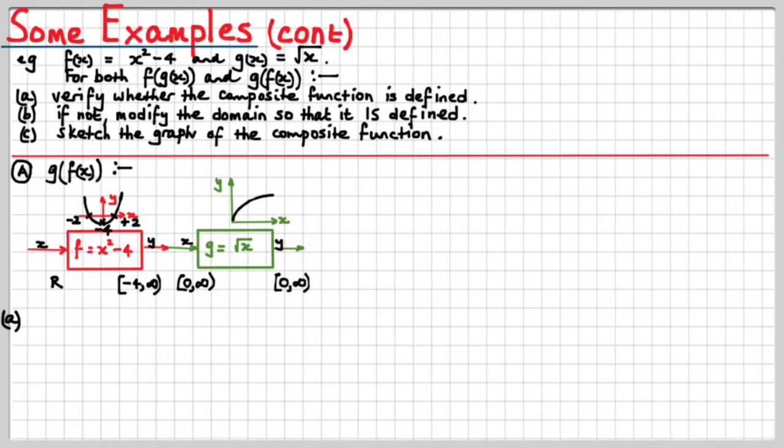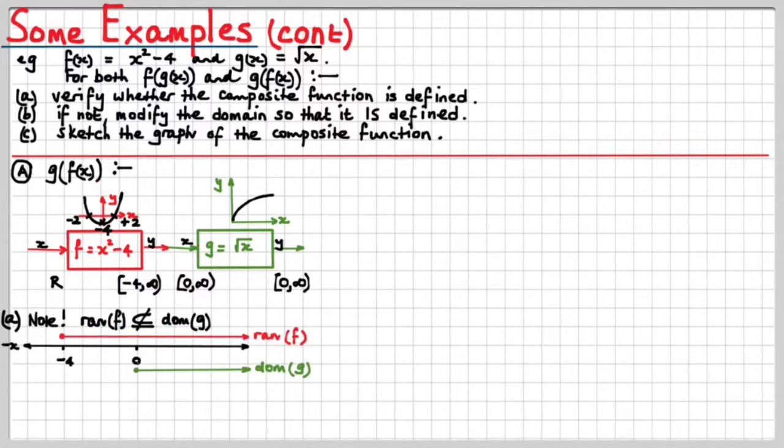So we've got to do some surgery, okay? So what have I written there? The range of f is not wholly contained within the domain of g. So we've got a definite problem. Can you see that with that number line? The number line is a really great way of unraveling your thoughts on this.